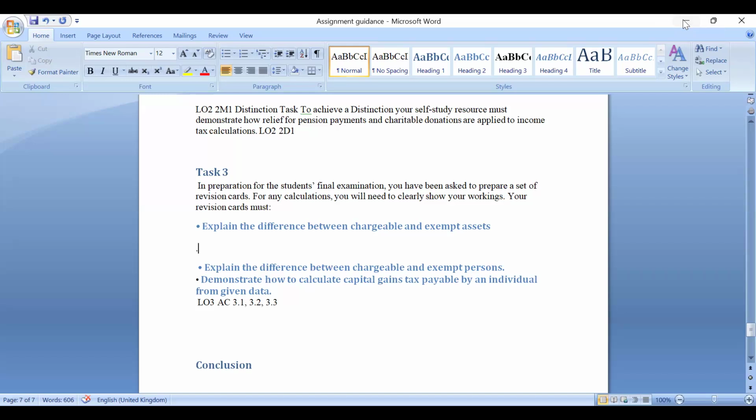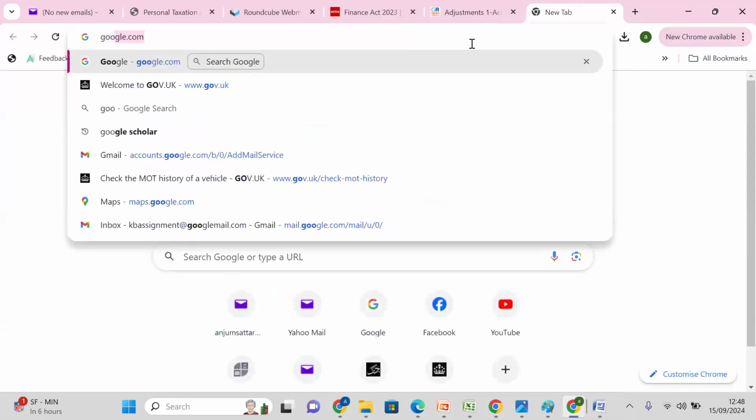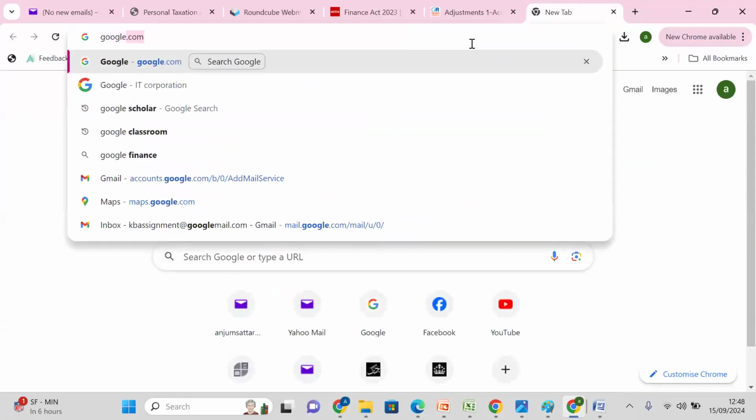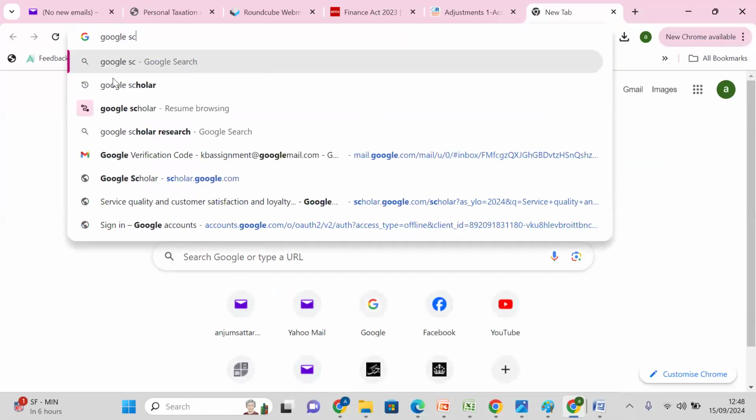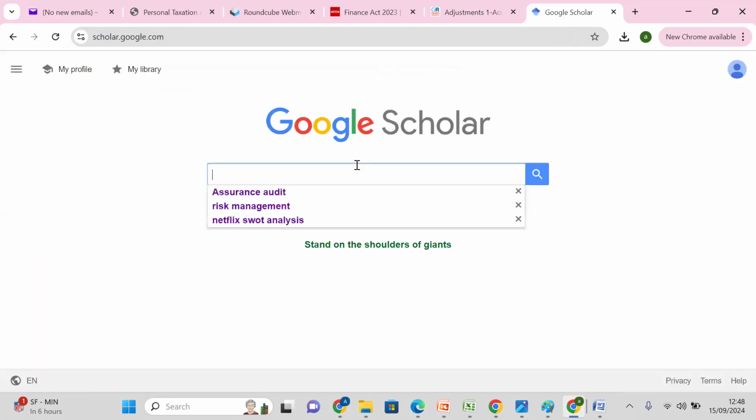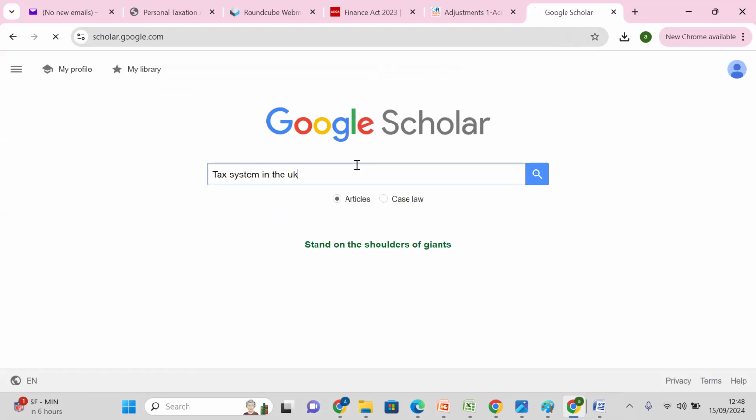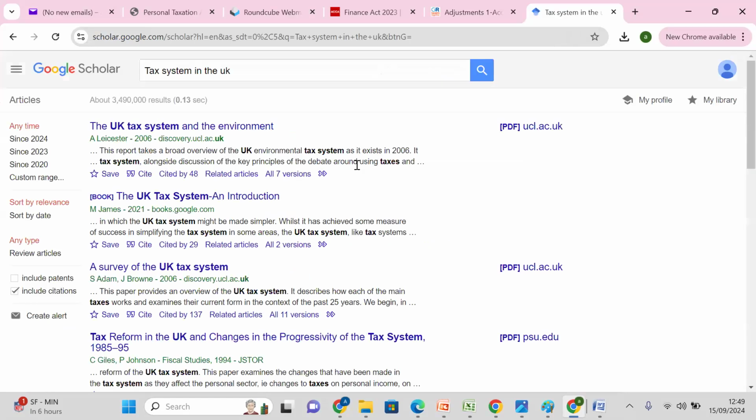Okay, guys, I'll quickly take you back to Google Scholar. So here, please, when you go through Google Scholar, that's the website we are on now, and just say tax system. Let's say I'm talking about the UK. You will see now here. Yes, can you see here?